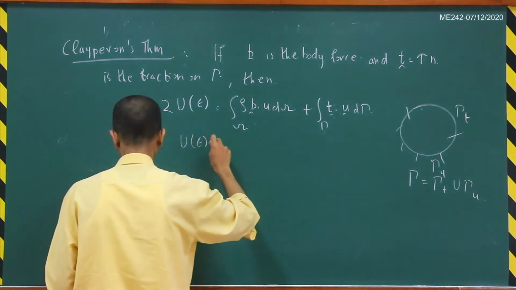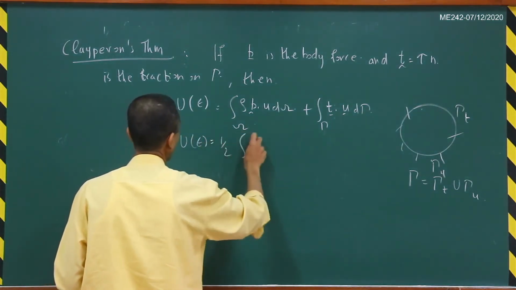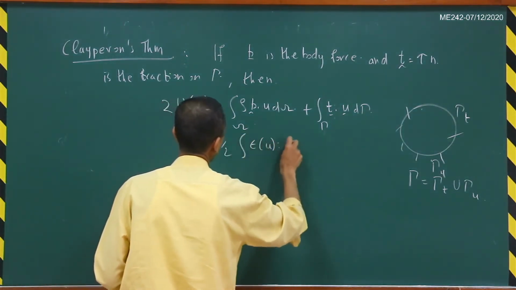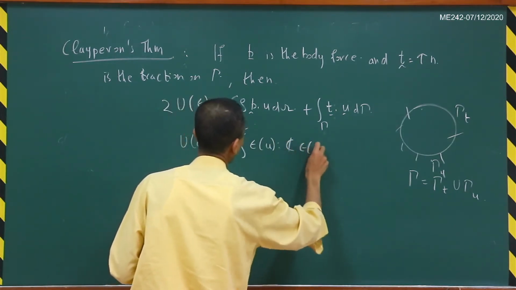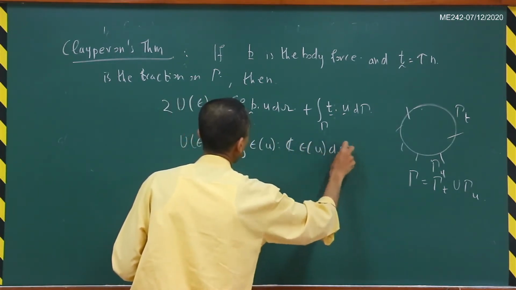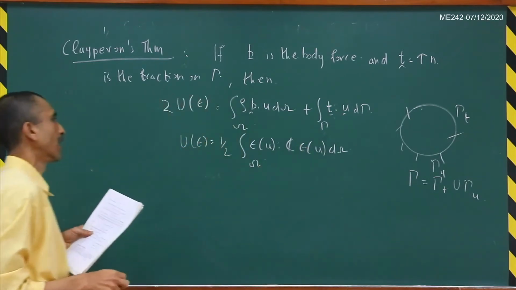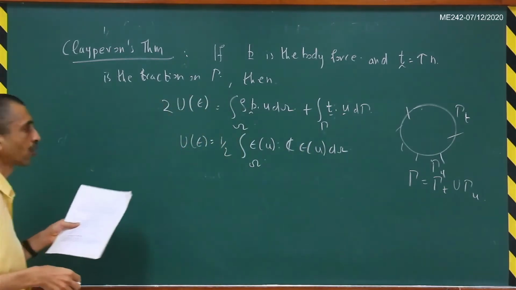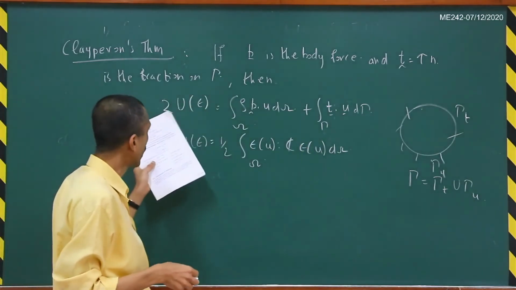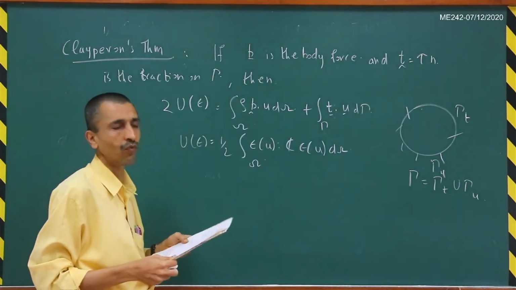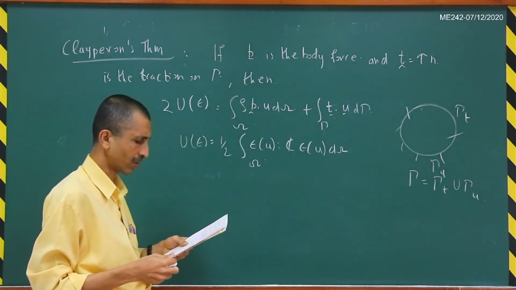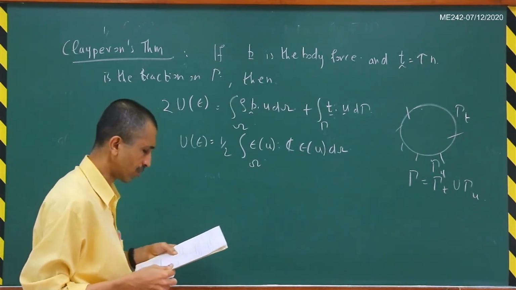U of epsilon is equal to half of integral of epsilon of u times C times epsilon of u d omega over omega. So this is the total strain energy, and 2 times the strain energy is equal to the work done by the loads. Okay, so this is the theorem. So let us try to show this.